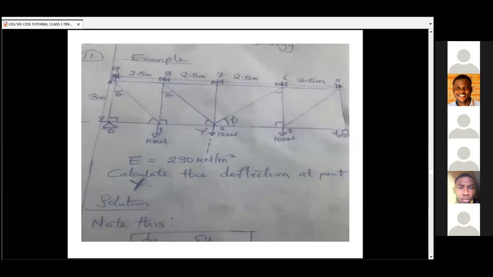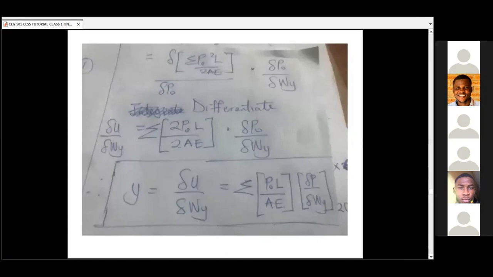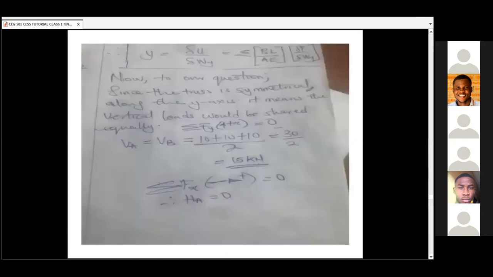So if they are symmetrical, what that means, in relation to the force, is that the force acting downwards and the force acting upwards have to be equal, right? So the one on the right will actually be the same as the one on the left. If the forces are meant to balance out, we can say that the two reactions would be the same value. That means VA equals VB, which equals what? All the downward forces divided by two. So that will give me what? 15 kilonewtons, which was drawn here.